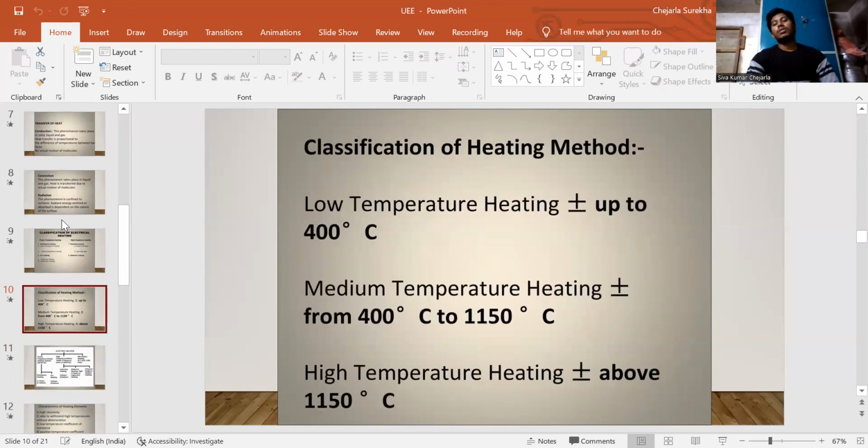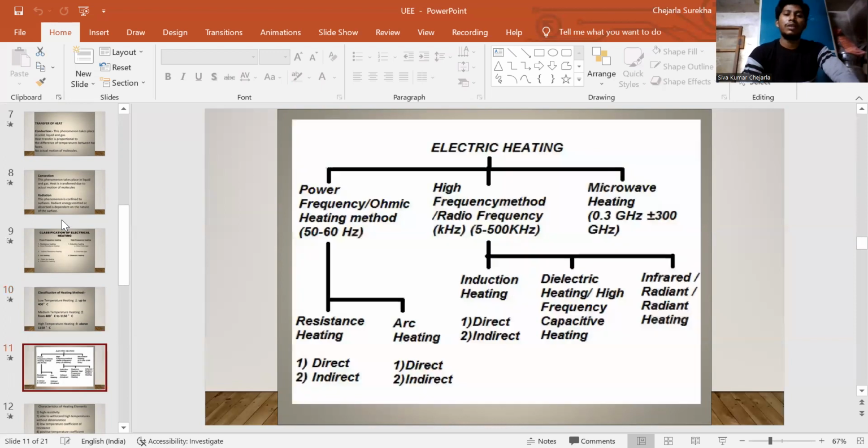Classification of heating by temperature: low temperature heating is below or equal to 400 degrees centigrade, medium temperature is between 400 and 1150 degrees centigrade, and high temperature is above 1150 degrees centigrade.